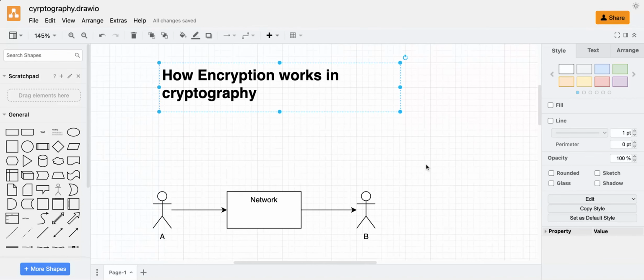Hello everyone. In this video, we are going to learn how encryption or decryption works in cryptography. We will understand through a very basic example. We will not jump directly into understanding the jargons in this field like public key, private key, how it works, how it is used, and all. So we will start with a very basic example.